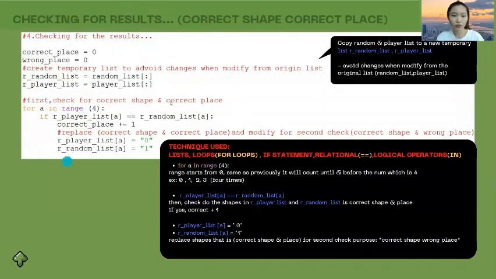Then the fourth step, we need to check for the result. Here, I created another temporary list, which are the random list and the player list, copied from the original list. You can see that they are exactly the same, because we need to avoid changes when modifying the original list.